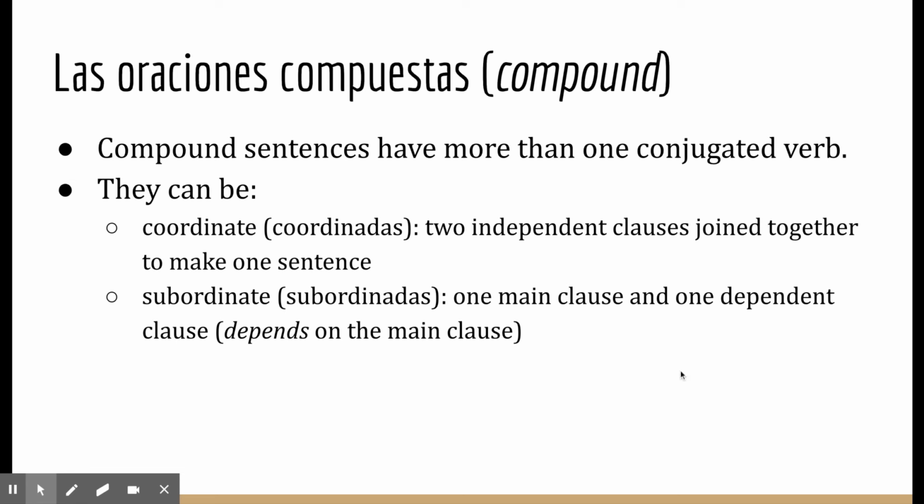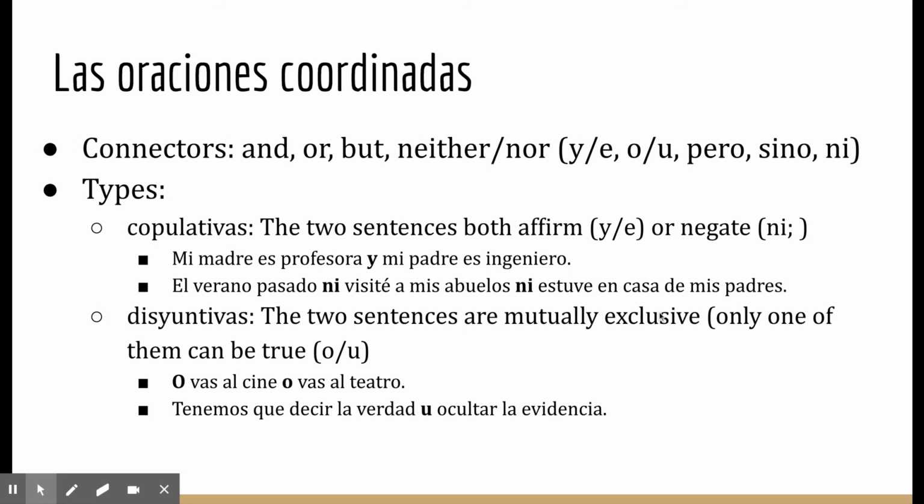All right, so compound sentences have more than one conjugated verb, and they can be coordinate and subordinate. Coordinates are when you have two independent clauses joined together to make one sentence, and subordinates are when you have one main clause and one dependent clause that depends on that main clause. I'll show you what I'm talking about here. For coordinate sentences, las oraciones coordinadas, connectors in English are and, or, but, neither, nor. In Spanish, y or e, remember both ways of saying and, o or u, both ways of saying or, pero, sino, y ni.